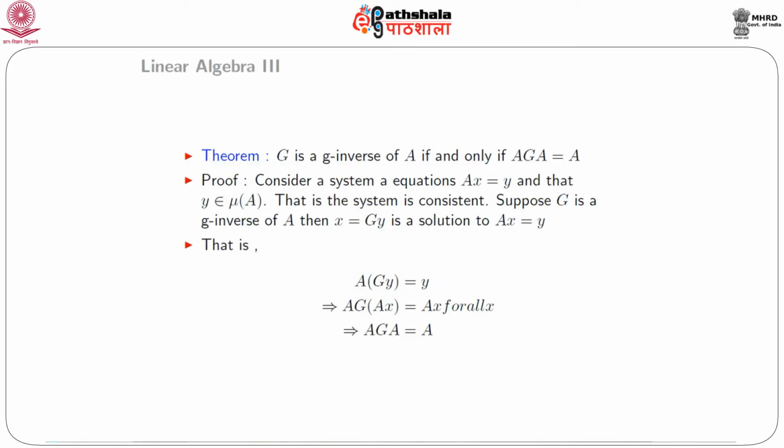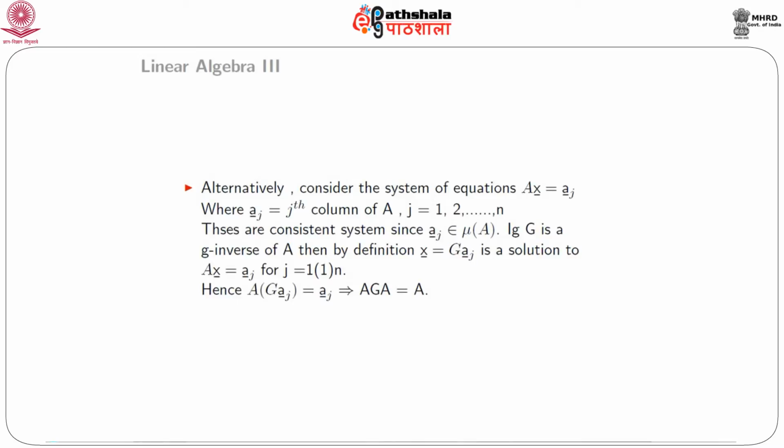Alternatively, consider the system of equations AX equal to Aj, the jth column of A. These are consistent systems since the Aj's belong to the column space of A. If G is a G inverse of A, then by definition x equal to GAj is a solution to AX equal to Aj. Hence, we get AGA equal to A.